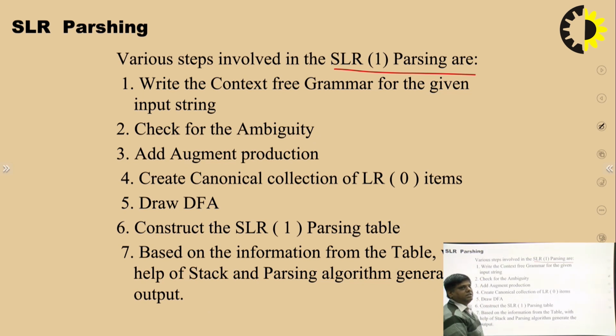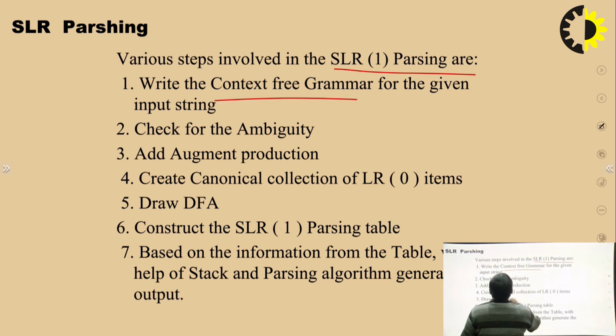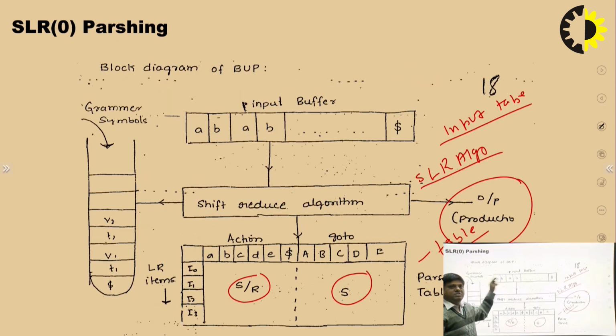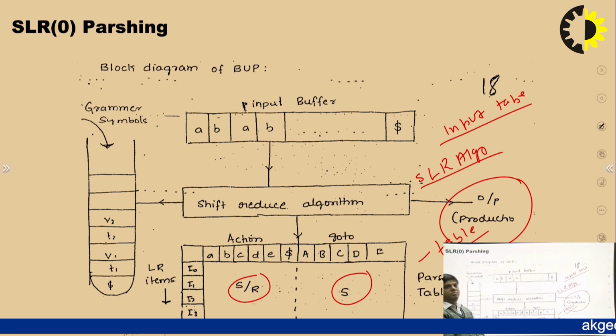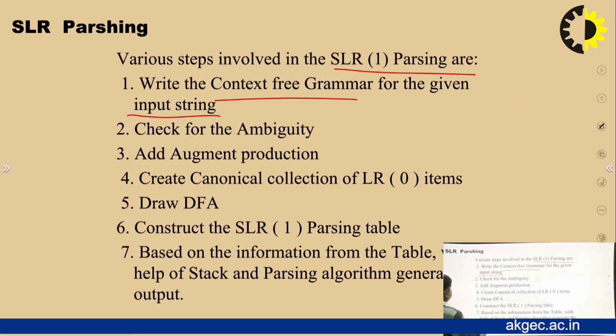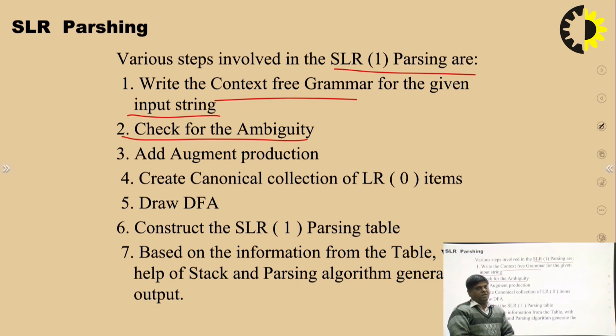First, write a context-free grammar and then check the input string. That is the first step of the SLR parsing algorithm. The second step is to check the ambiguity of the grammar. If the grammar is ambiguous, then SLR parsing is not possible. If the grammar is unambiguous, then we go for the solution with the SLR parsing algorithm.